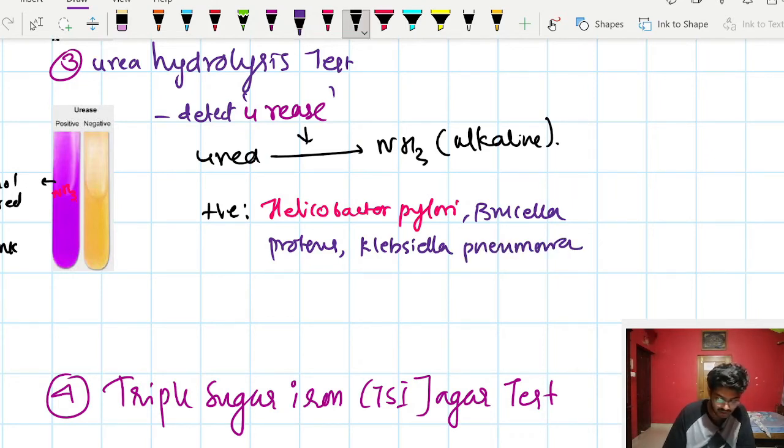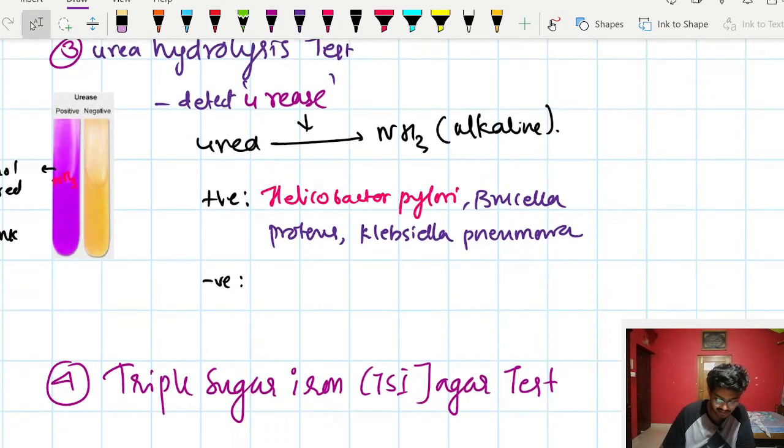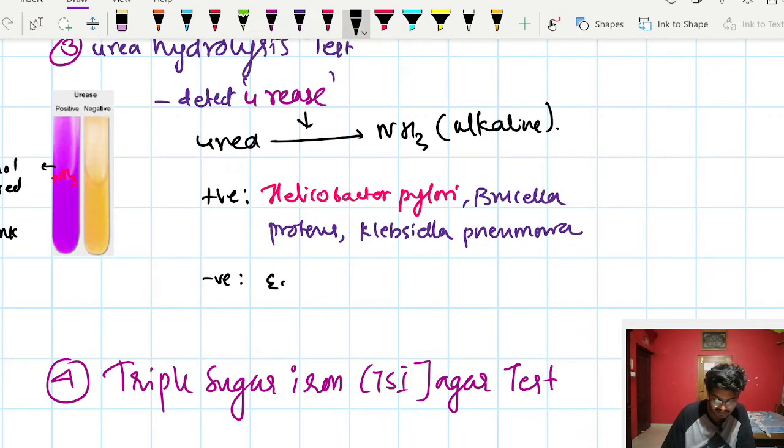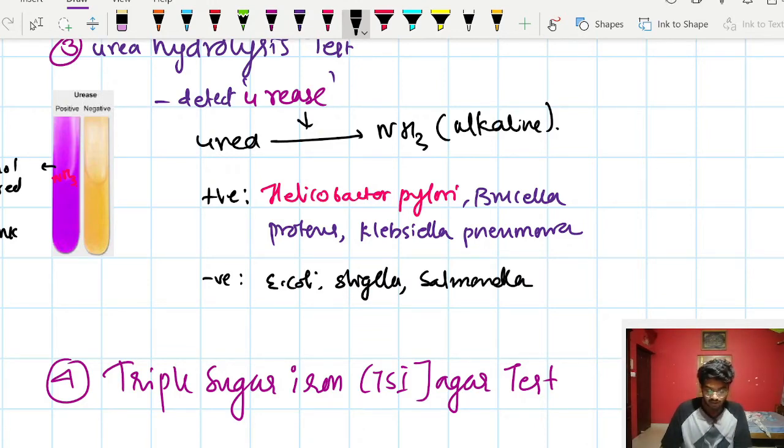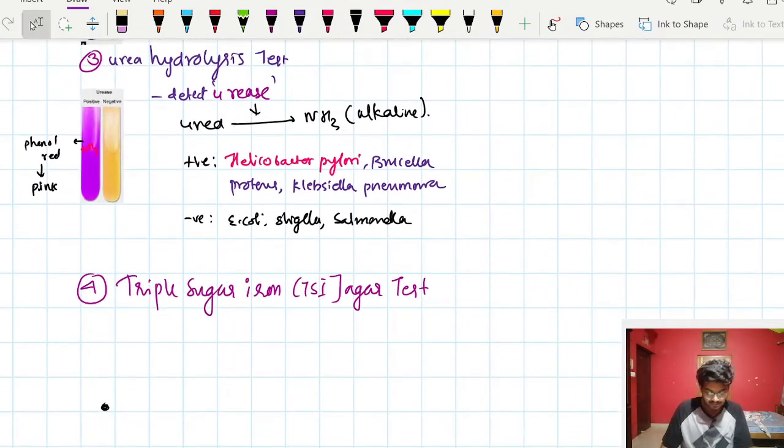Okay, then which are all the organisms that give negative urea hydrolysis test? They are Escherichia coli, Shigella, Salmonella, etc. Okay, now let us discuss our famous triple sugar iron test.